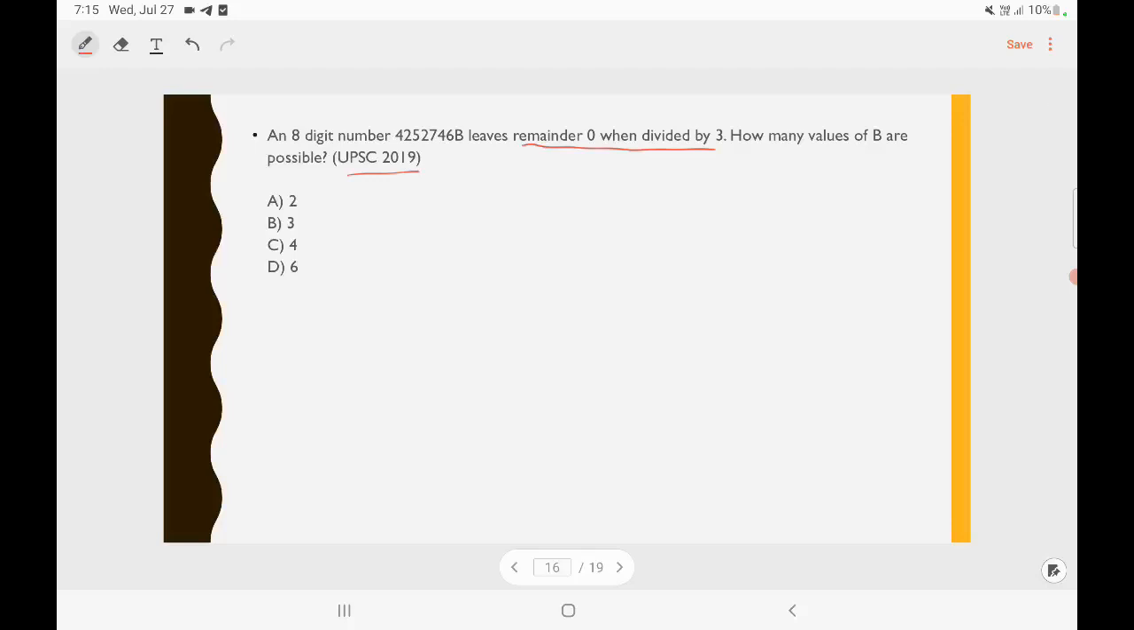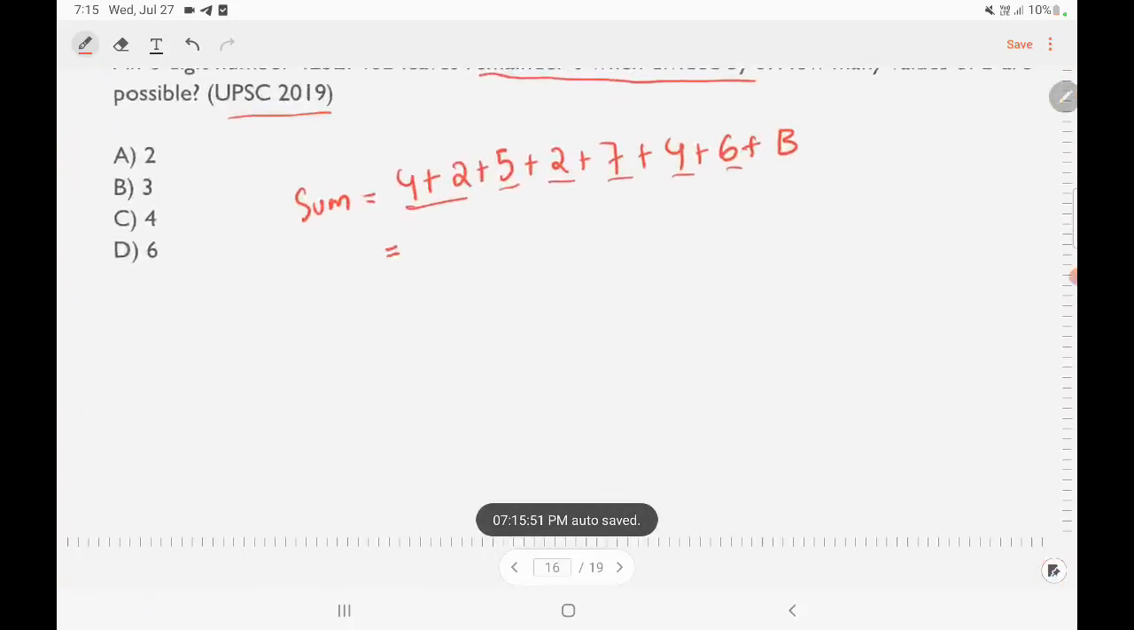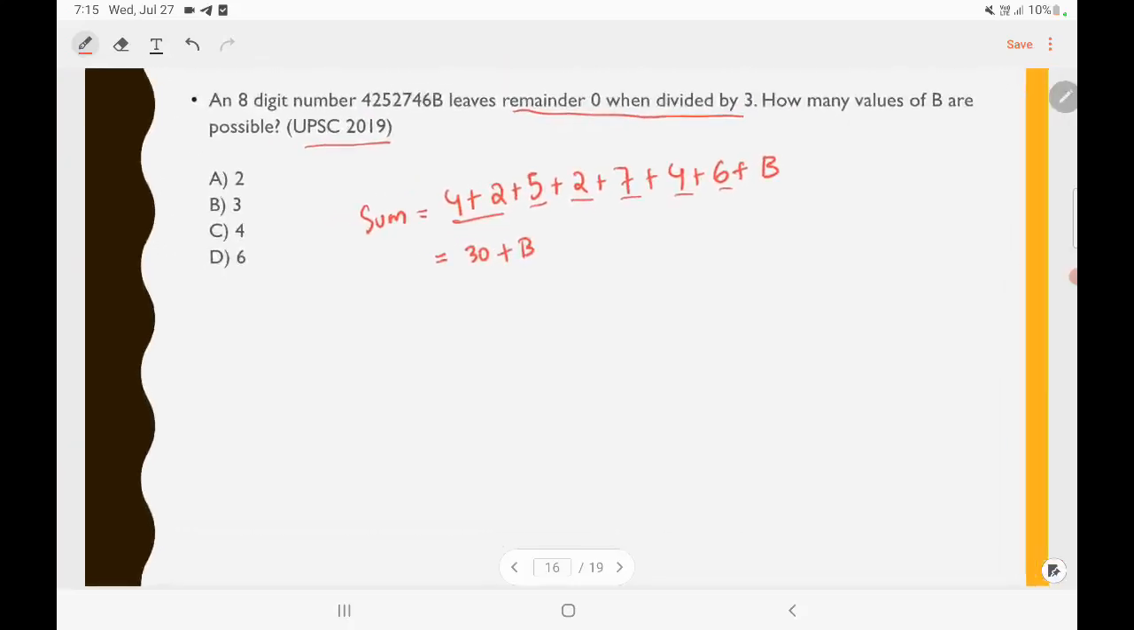So what is the divisibility rule of 3? If a number is divisible by 3, then the sum of the digits of that number will also be divisible by 3. So we need to take the sum of the digits here. What is the sum of the digits? 4 plus 2 plus 5 plus 2 plus 7 plus 4 plus 6 plus B. So this is equal to 4 plus 2, 6, 11, 13, 20, 24, 30, right? So that is 30 plus B. So 30 plus B will be divisible by 3.